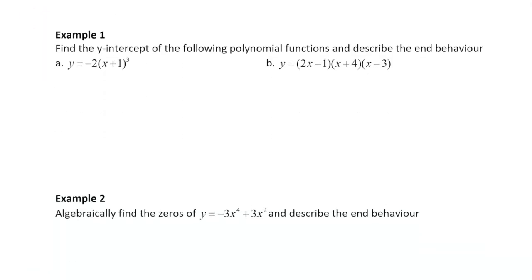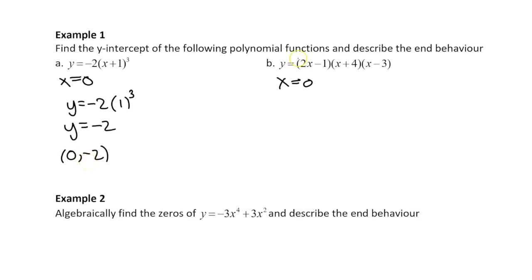Okay, example 1, find the y-intercept of the following polynomial functions and describe the end behavior. So the y-intercept, remember, you can find by making x equal 0. And in each of these examples, if we make x 0, there we get negative 2. And here, if we make x 0, we could actually just multiply the back values by each other. Negative 1 times 4 times negative 3 is going to give us positive 12.